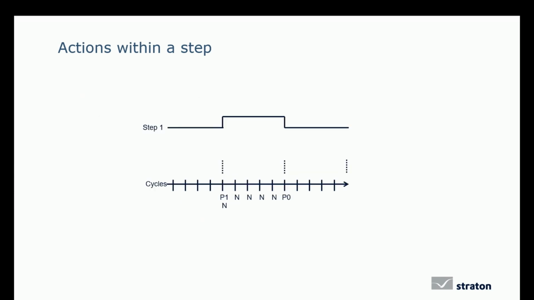So it can be represented by these diagrams. Step 1 is first inactive. Then it becomes active, so at that same cycle, the action defined in P1, if there is any, is executed. Then while the step is active, the action defined in N is executed, and when the step becomes inactive, the action defined in P0 is executed. If at this time the step 2 is activated, then at this same cycle, the action defined in P1 for the step 2 is executed.